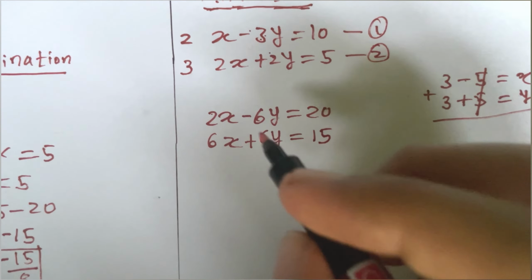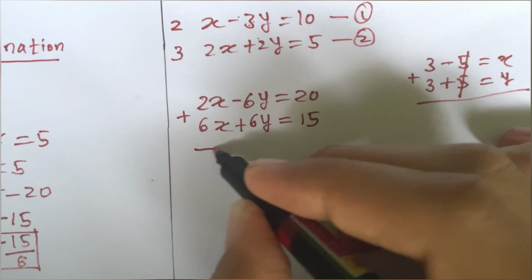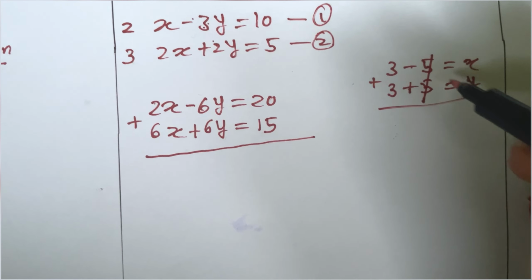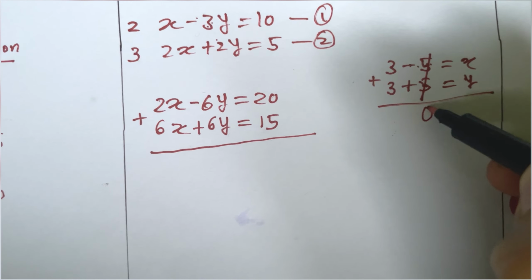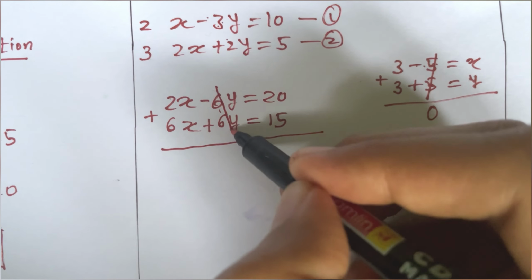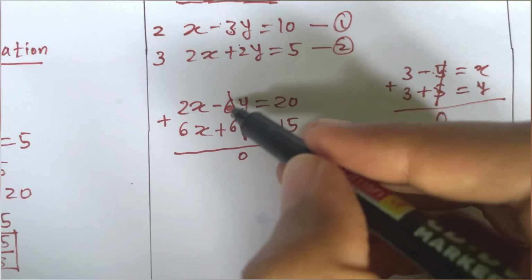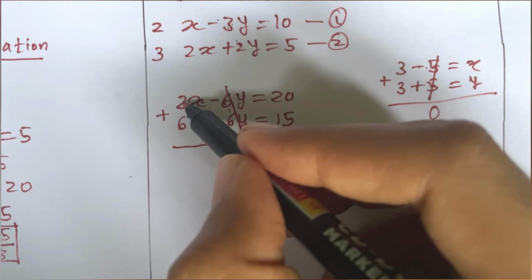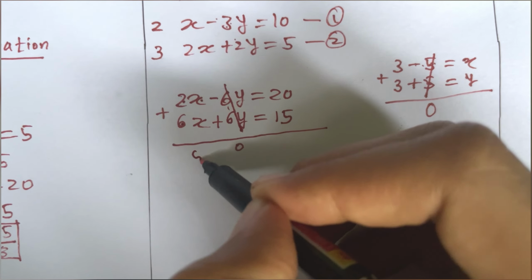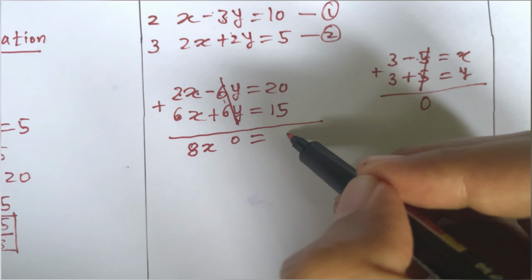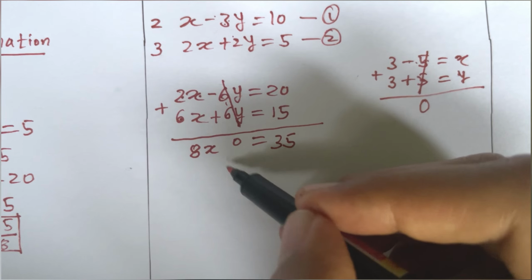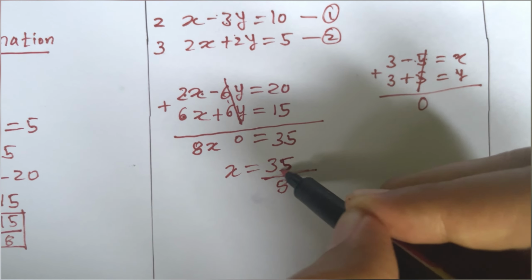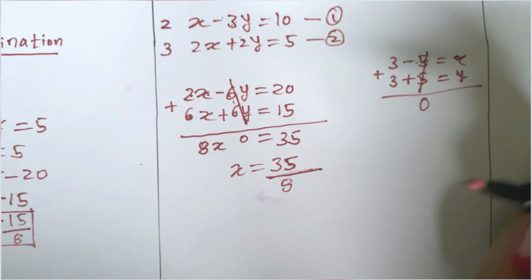Okay, then we will simply add these terms. We will eliminate the term minus 6x and plus 6x, and minus 5 plus 5 equals 0, so we just eliminate these terms. Now the remaining terms are 6x plus 2y equals 8x, and this equals 35, right? So x equals 35 by 8. This is the value of x.